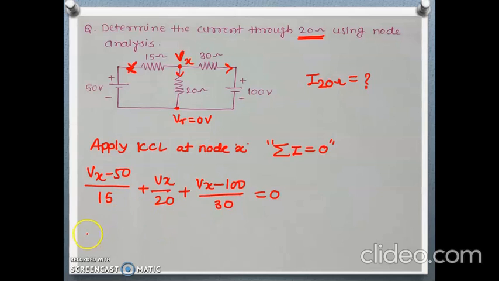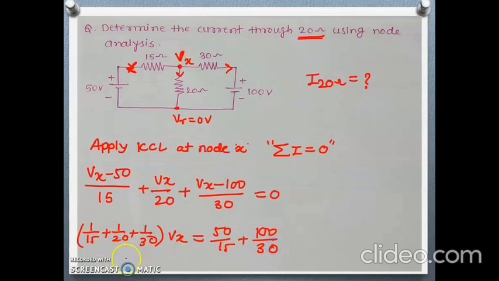Okay, so first we take Vx common between these three: 1 upon 15, plus 1 upon 20, plus 1 upon 30, into Vx equals, this is minus, this is also minus, so take them to the right side, 50 divided by 15 plus 100 divided by 30. Okay, now this is the equation we have.